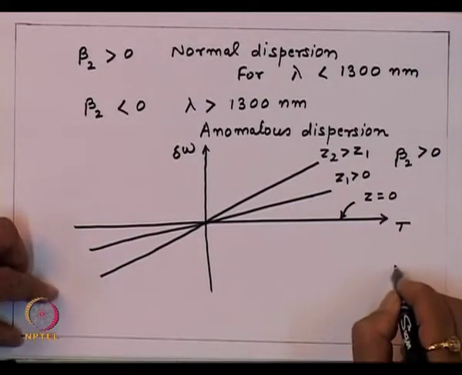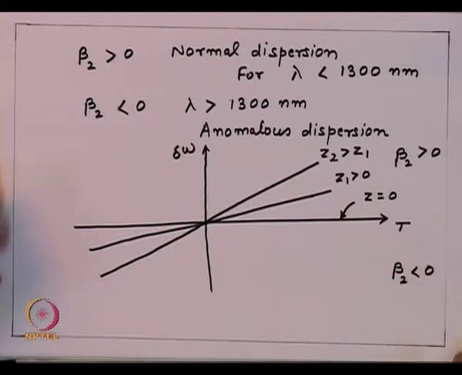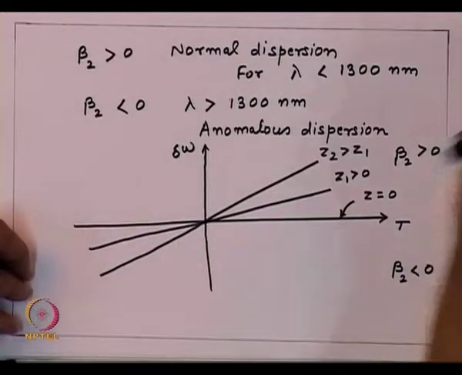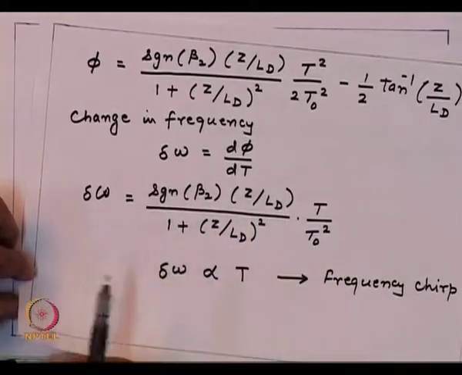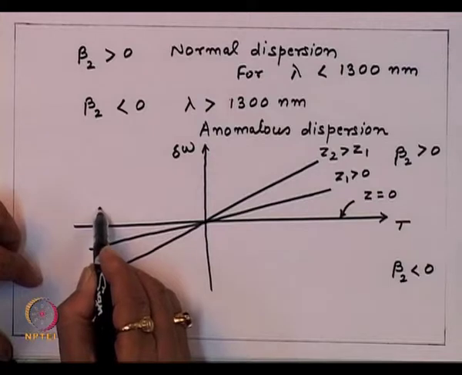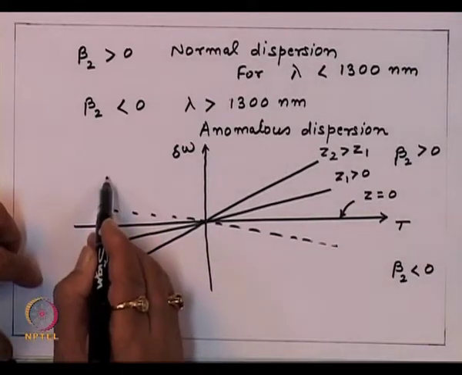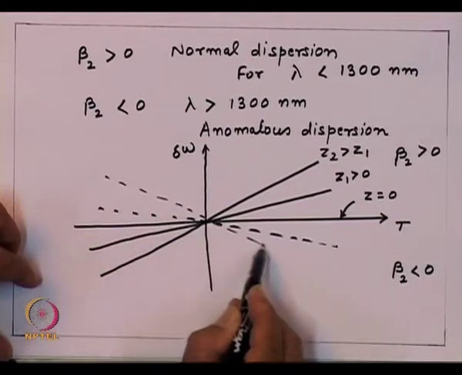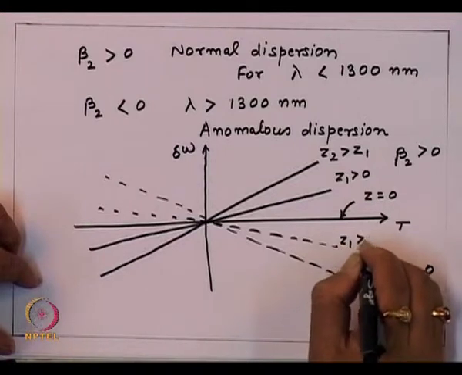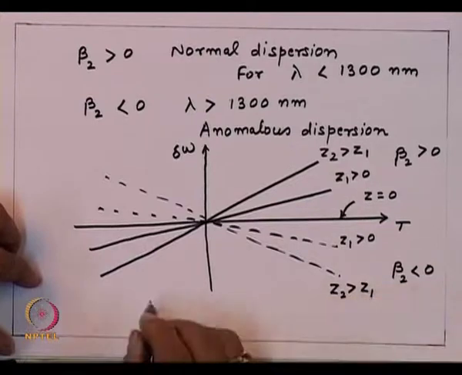On the other hand, if I consider beta 2 less than 0, that is the anomalous dispersion regime, then the frequency chirp is negative, because now this quantity here is going to become negative. So, the frequency chirp is still linear, but now it will go like that. So, this is, let us say, some z 1 greater than 0, this is z 2 greater than z 1 and so on.